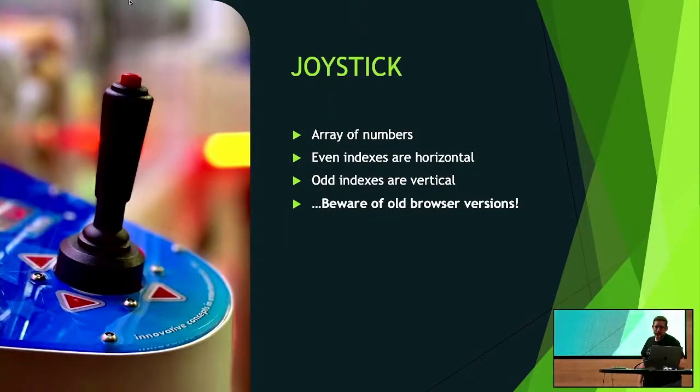The joystick is an array of numbers. This is interesting because the even indexes are the horizontal value, the odd indexes are the vertical, and they are counting from the center, which is really funny. So if you move up, it's going to be minus something, between 0 and 1. Sorry, between -1 and 1.